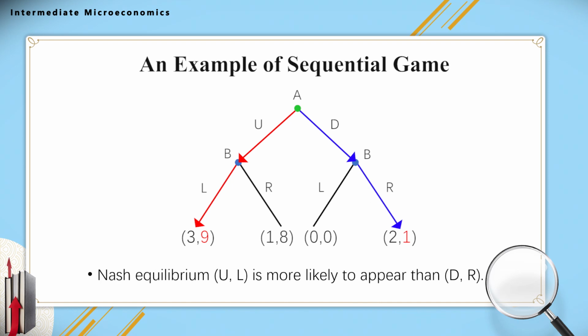However, in this sequential game, upper left is more likely to appear than down right. This is because player A knows how player B will respond to his choice. So when player A makes a decision first, he will only compare payoffs between the red and blue route. He is more likely to choose up because the payoff of 3 for player A on the red route is higher than the payoff of 2 on the blue route. The formal name for a Nash equilibrium like upper left is subgame perfect Nash equilibrium. We will not discuss this concept further in this course.